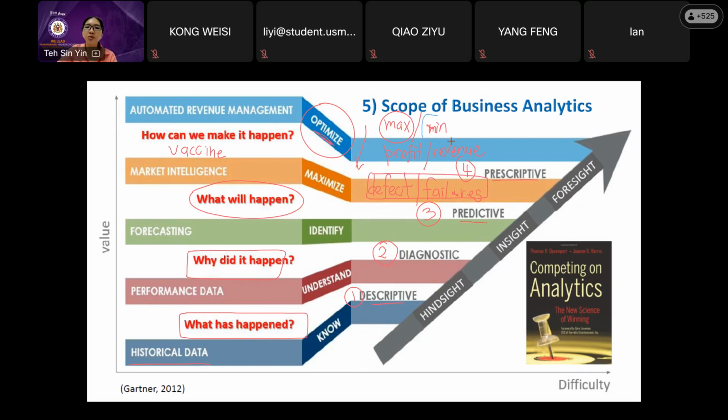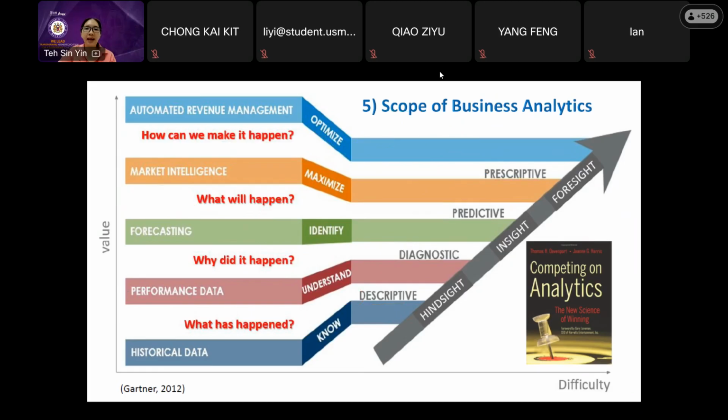For defect and failure, it is not good. Something that is not good, when we talk about optimization, we want to minimize it. So you have to read the question very carefully. When we talk about optimization, if it's a negative thing, we want to minimize it. If it's a positive thing like profit and revenue, we want to maximize it. Okay, so please remember this. So optimization is under prescriptive. Okay, let me clean this up a little bit.